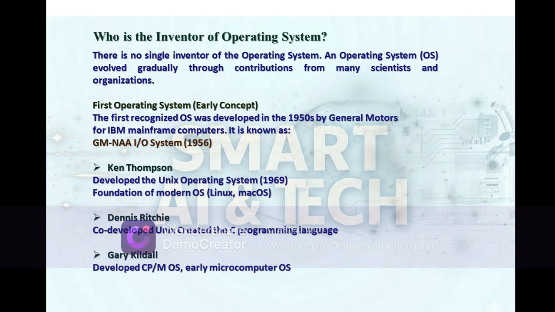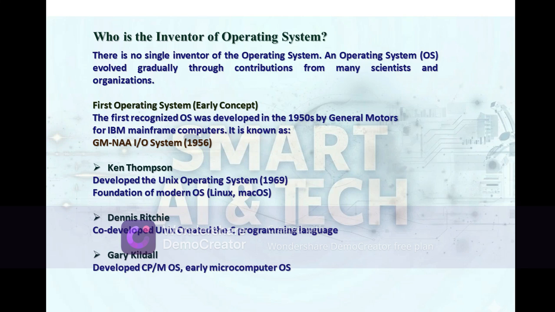Who is the inventor of the operating system? As of now, there is no single person who is the individual inventor of the operating system. The operating system was first invented by General Motors in the year 1956.